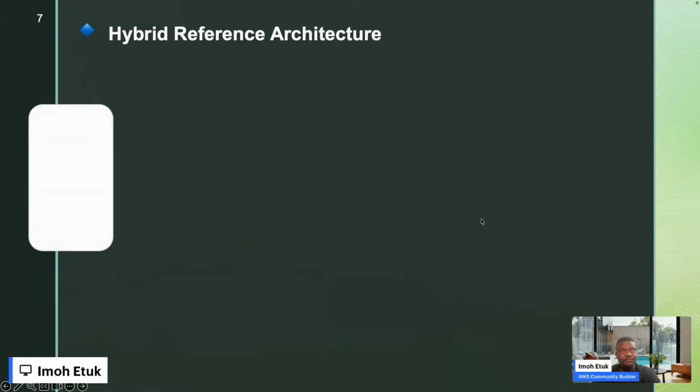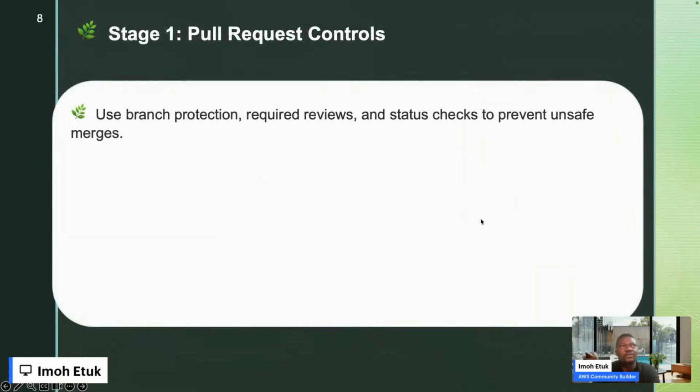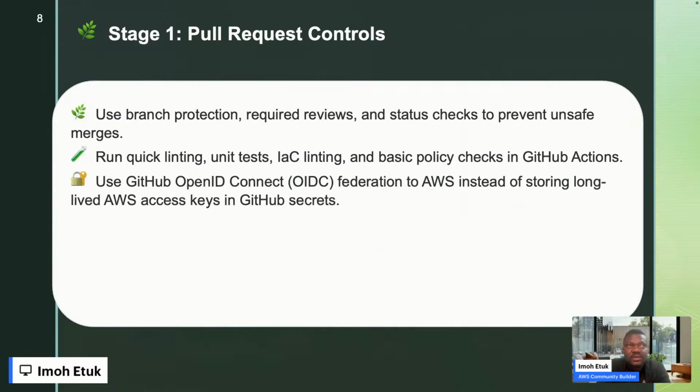I've spoken about this, so let me move straight on. If you have questions, let me know. Stage one is pull request controls. Use branch protection. This is very, very important. This helps you catch issues early before consuming more build minutes or exposing downstream environments to vulnerabilities. So run quick lint, unit tests, IaC linting, and basic policy checks with GitHub Actions. Use GitHub OpenID Connect federation to AWS instead of storing long-lived AWS access keys in GitHub secrets.